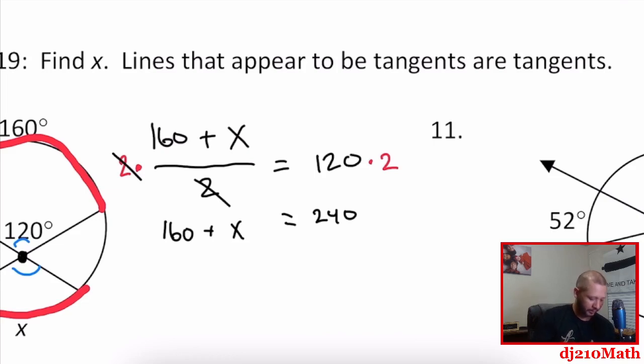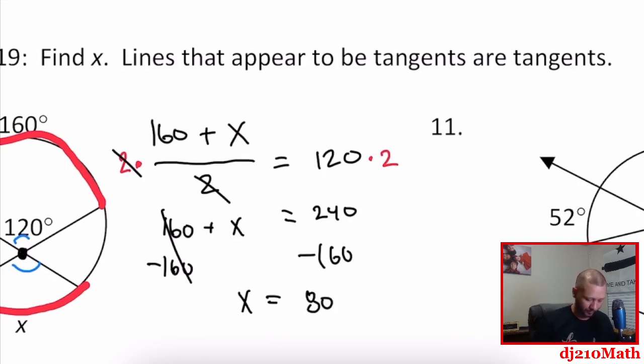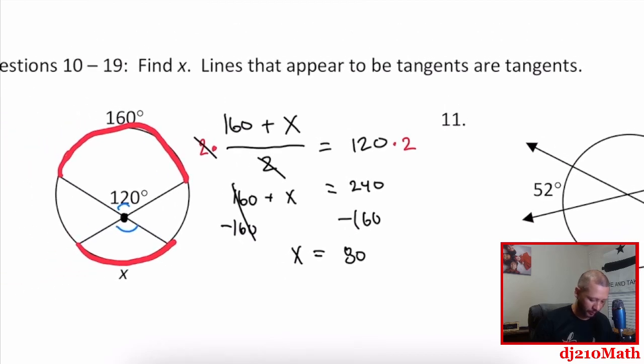Now solving for x, you subtract 160 from both sides. So x is going to equal whatever 240 minus 160 is. 80. So x is equal to 80, and that's exactly what we're looking for. X equals 80. So remember, you add up the arcs and divide by 2, and that should equal whatever that internal angle is.